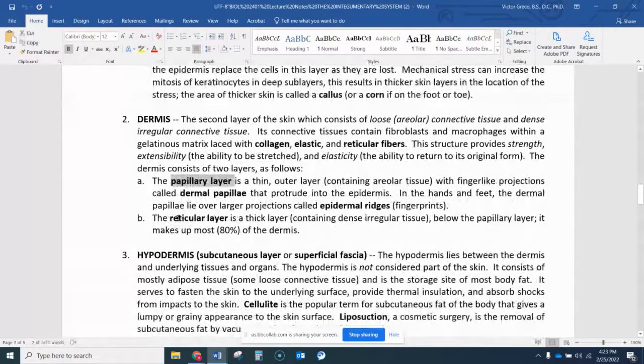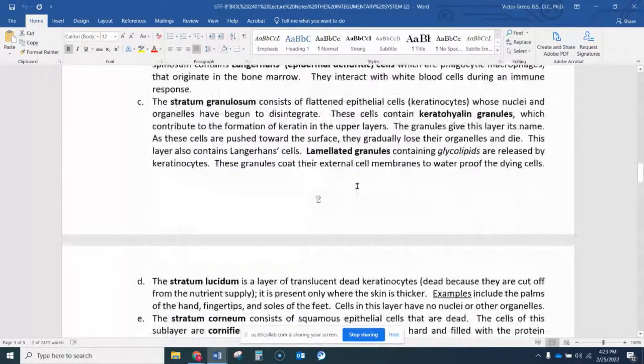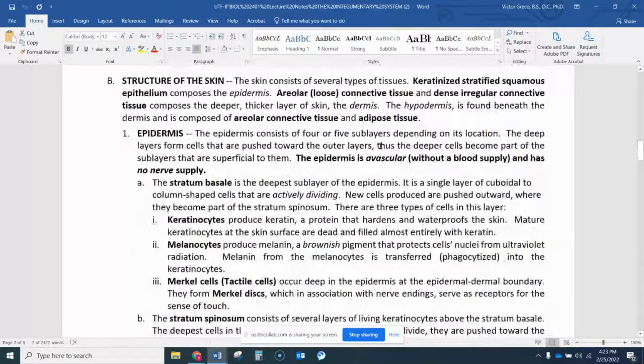Now, when we get into the dermis, these two sublayers have different types of tissue. The papillary layer, I'll go back up here, contains areolar, and you should know these tissues from lab, so we already had our exam in lab. And then that was the papillary layer, but the reticular layer of the dermis contains dense irregular connective tissue. And then when we go to the hypodermis, which is actually not part of the skin, well, that's mainly adipose tissue.